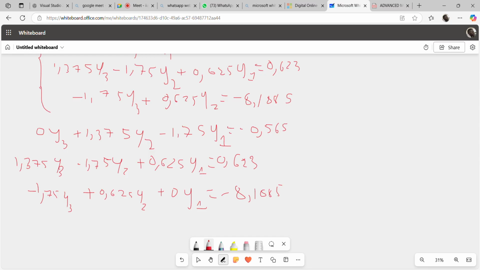0.565. Then we are on the second one, which is 1.375 equal negative 1.75 equal 0.625. Manager, you should buy a silver calculator. It saves you time. I have a friend who sells it. 0.623 equal. Now we're on the third equation, the last one. You type 1.75 equal 0.625 equal 0.